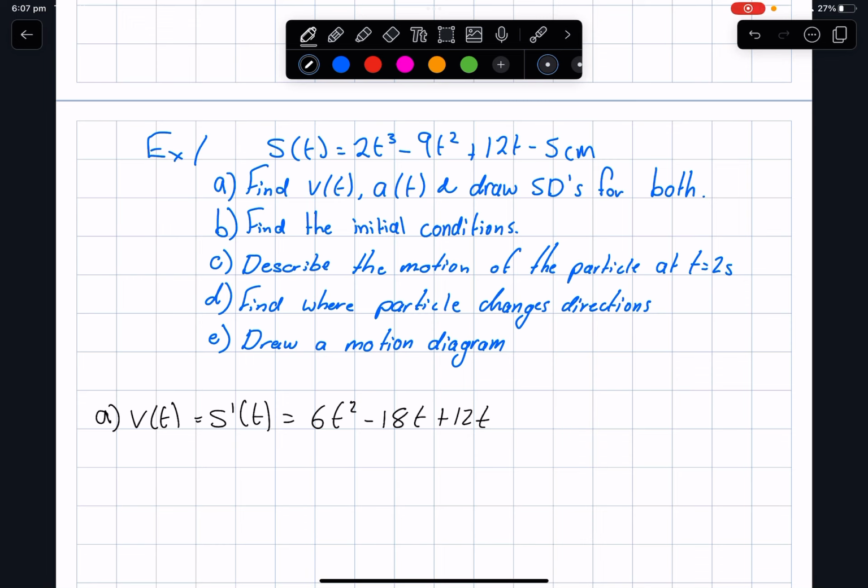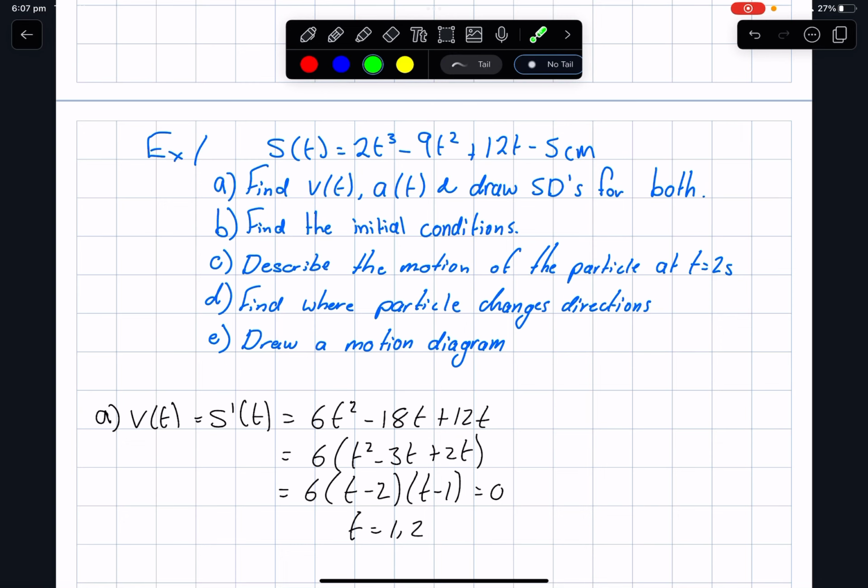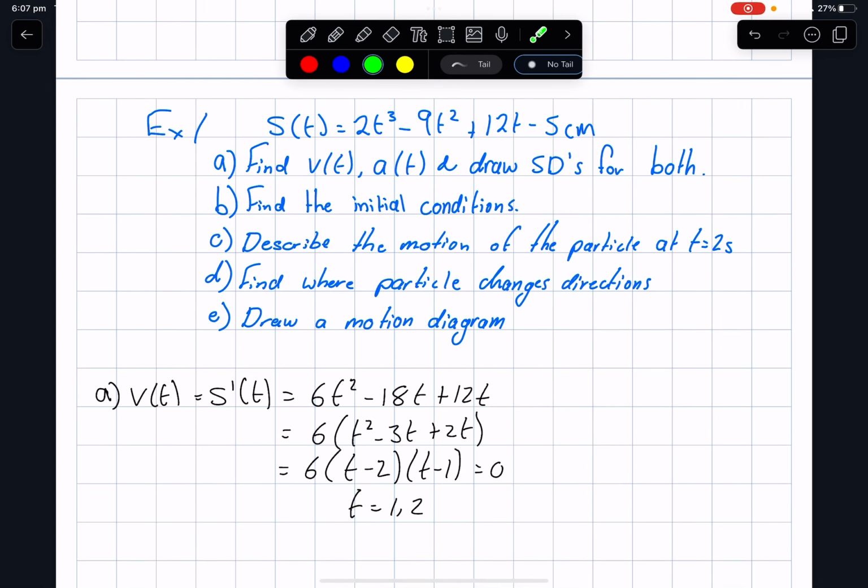Now we can solve that quadratic, so pull out a factor of 6: t squared minus 3t plus 2. Now that is going to give me 6 times (t minus 2)(t minus 1), and we want to set that equal to 0, so that means t equals 1 or 2. Obviously, in the context of the question, if I get a negative time, don't use it. You can't have negative time, so we reject that solution.